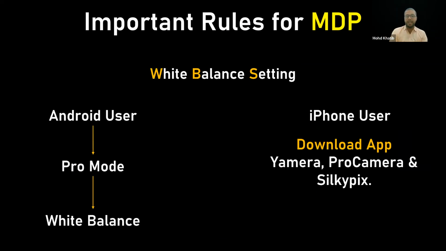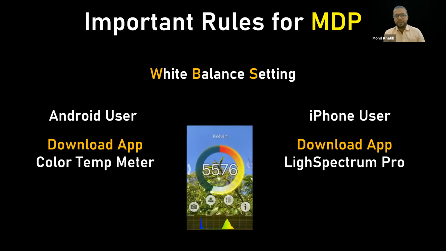Next, white balance. As I mentioned, for Android users, just open the Pro mode and adjust the white balance. If you're an iPhone user, you have to download an app, Yamera Pro Camera or Selfie Pics. I recommend you use Pro Camera. That is very easy to use, and in that you get all the Pro mode features, like ISO, white balance, everything. You can access it.